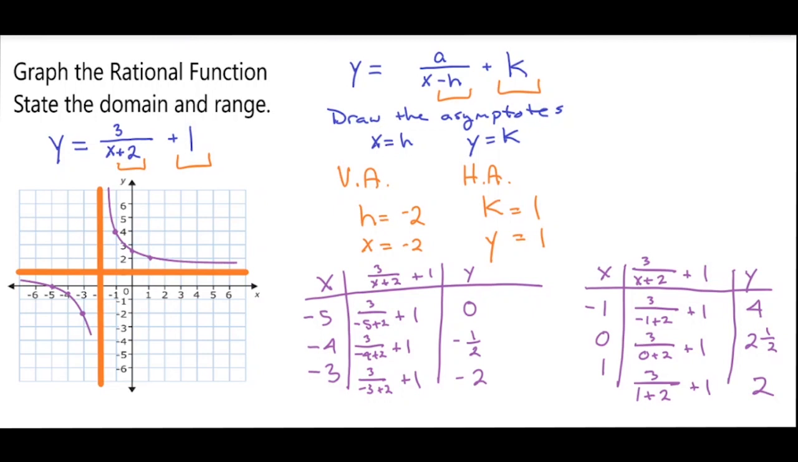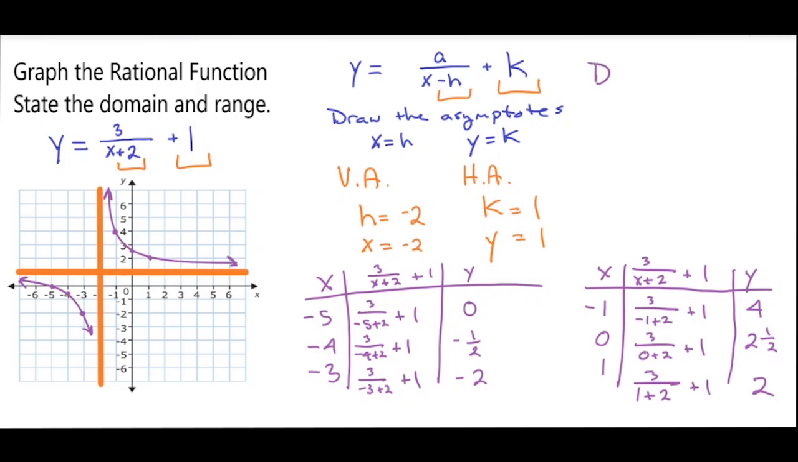So we'll connect our points and make our curves, and we'll put arrows on the ends of our curves to show that it goes on forever. And that's how you graph the equation y equals 3 over x plus 2, plus 1.